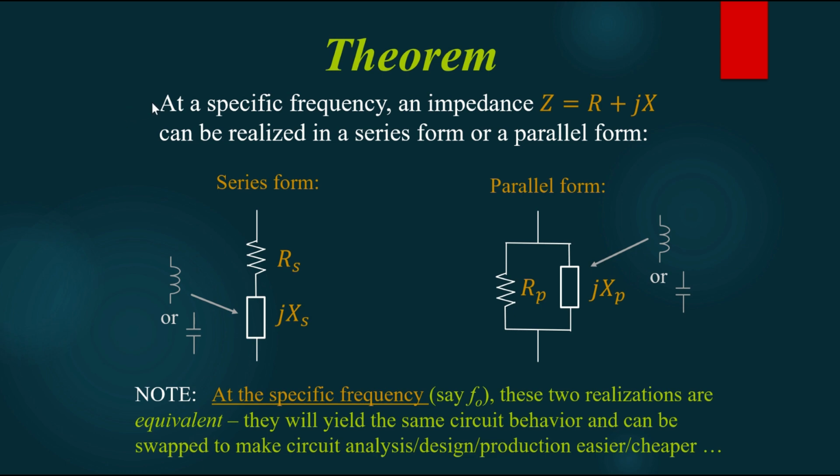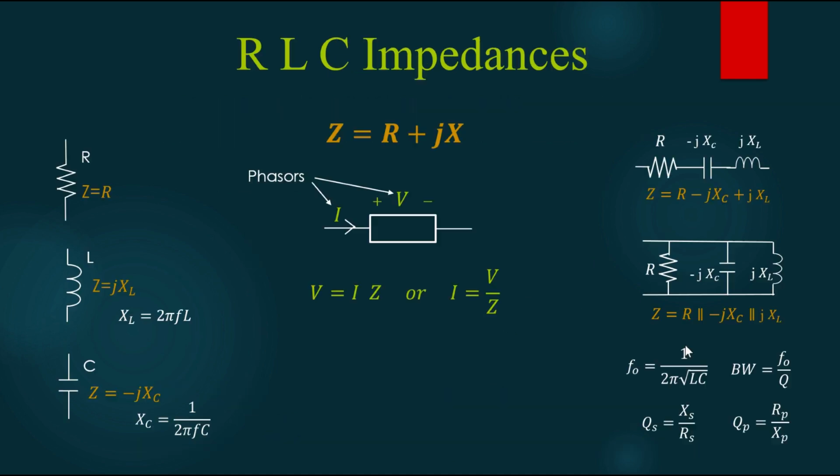Now, the theorem says we can do this at a specific frequency. And that's important because, in general, you may not be able to do this. In fact, you wouldn't be able to do this. Fortunately, for RF circuits, we're typically interested in operation at one frequency or a band of frequencies which is fairly narrow. So we can apply this at that narrow frequency. For example, the resonant frequency of a parallel resonant circuit.